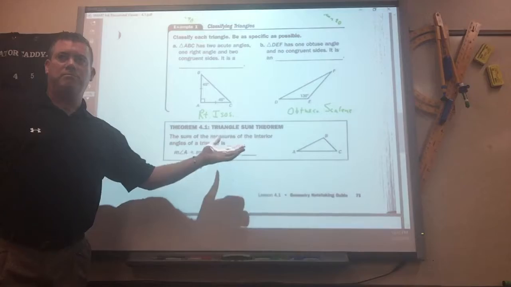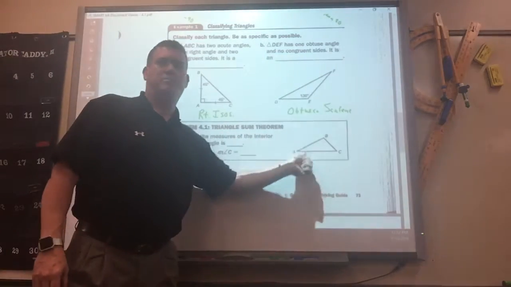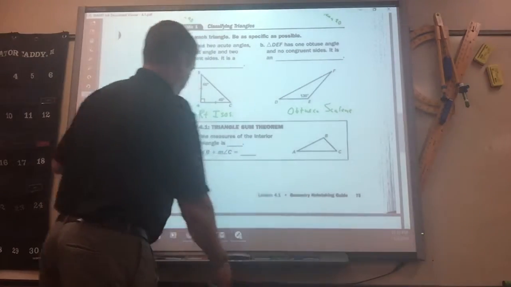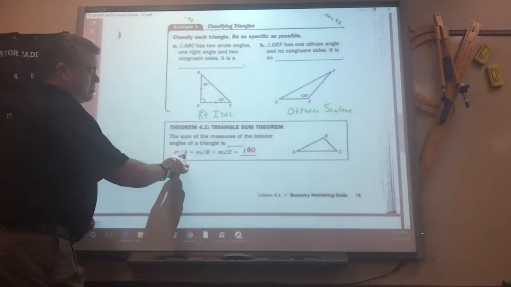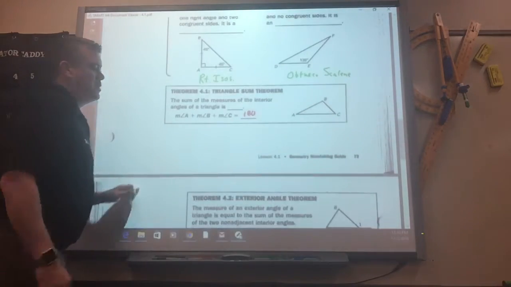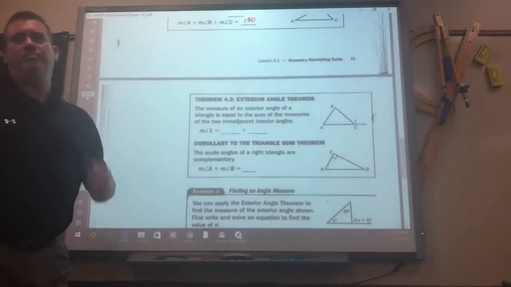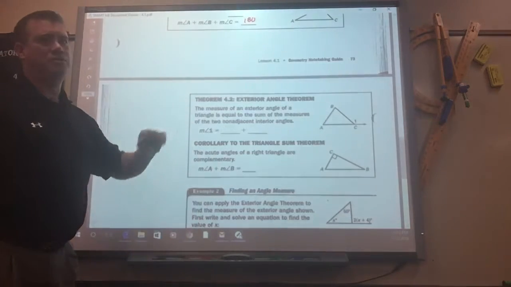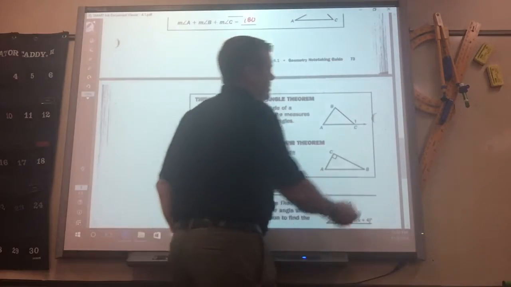So this one, hopefully everyone remembers too. Triangle sum. What do the angles always add up to? 180. The measures of A, B, and C always equal 180. Now this is the one that's new to you. Sometimes you don't need to know this to solve a problem, but there are a few problems where you have to know this in order to solve it. It's the exterior angle theorem.